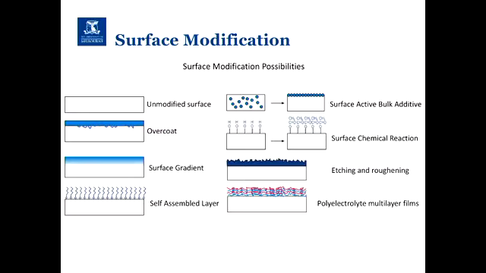I've got etching and roughening, so surface patterning. You can change the topography of the surface. That is quite often done with metals, changing the surface roughness. And then there are also the polyelectrolyte multilayer films. Within the textbook, when it gives you each of these examples, it goes into a little bit more detail about what they are.